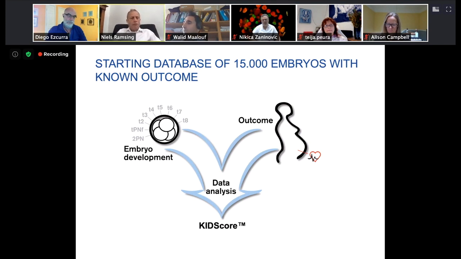So what we have, fortunately, is a very large database with known outcome for more than 15,000 embryos. And based on this, we've been able to construct a set of models which we call KIT score. There's a KIT score on day 3, which is used to evaluate likelihood of implantation on day 3, and a KIT score day 5 for blastocyst culture, which is used to evaluate likelihood of implantation on day 5.